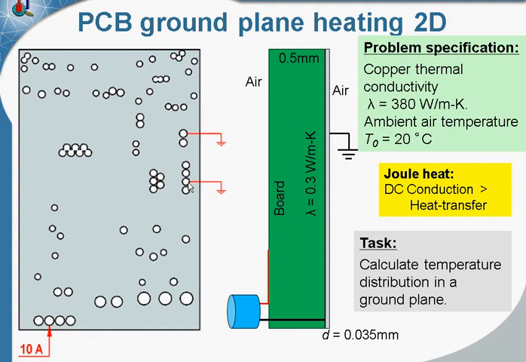You might guess that electric current distribution is not uniform, and the same is true for the losses. So our first task is to find the electric current distribution and loss distribution. Later we will calculate the temperature distribution. The ground plane thickness is only 35 micrometers, so we can adopt two-dimensional electric analysis. Let's start QuickField now and simulate DC conduction problem.